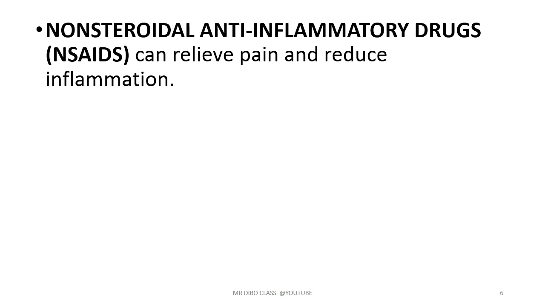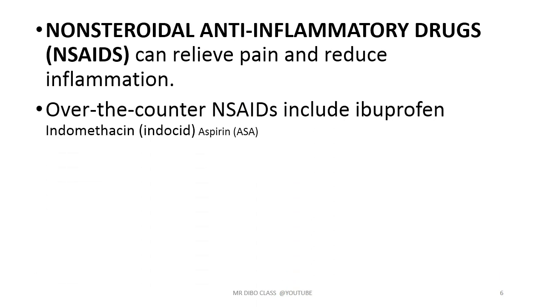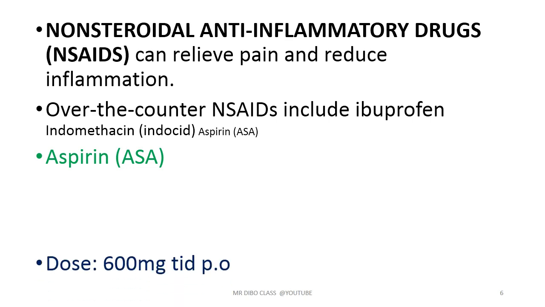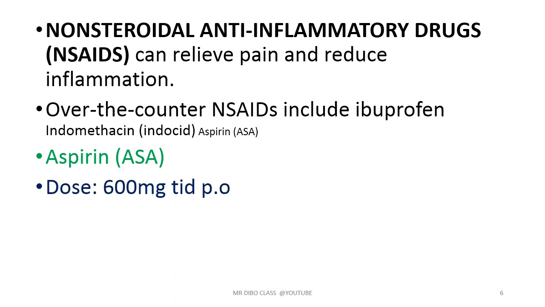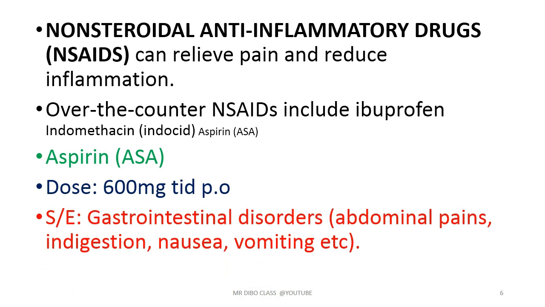Then the other group of drugs is non-steroidal anti-inflammatory drugs or NSAIDs. These drugs will be there to relieve pain and reduce inflammation. Now, what are these drugs? These are drugs which are sold over the counter, and good examples of such NSAIDs are ibuprofen, indocin, and aspirin. So here we'll pick one example, which is aspirin or ASA. Now, for aspirin, the dose is 600 milligrams TID per oral, and the side effects are GIT disorders, abdominal pains, indigestion, nausea, and vomiting.